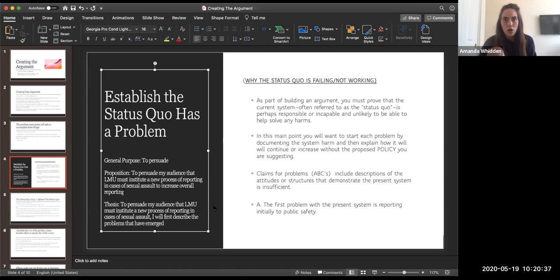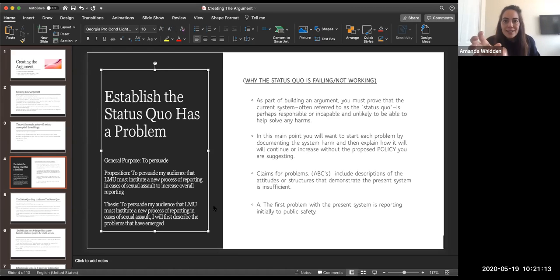To increase overall reporting. Now we know that the reason the system is overall failing mostly is because of the reporting. Now, if I know that that's what I want to go with, because my policy is going to be to help new ways of reporting, then I must put that in. Keep that in mind: when I was doing your thesis, I added this little area so that you could have something to ground your argument in.